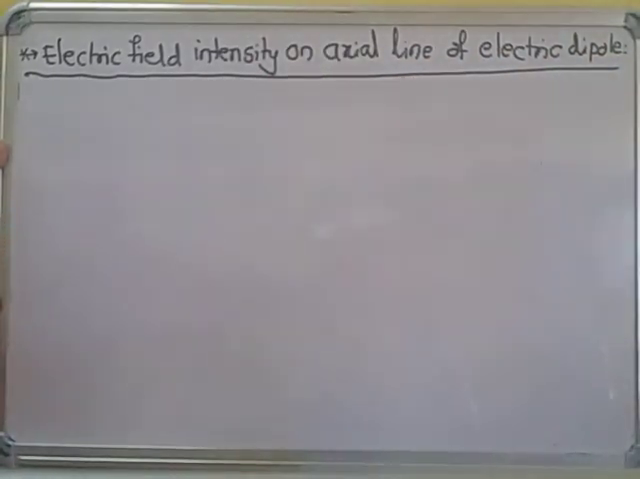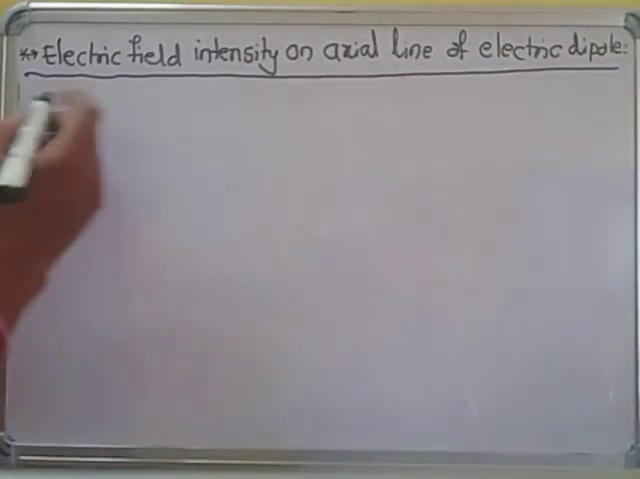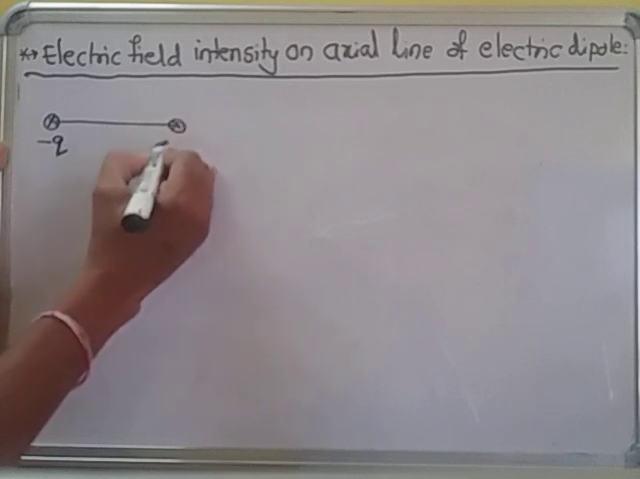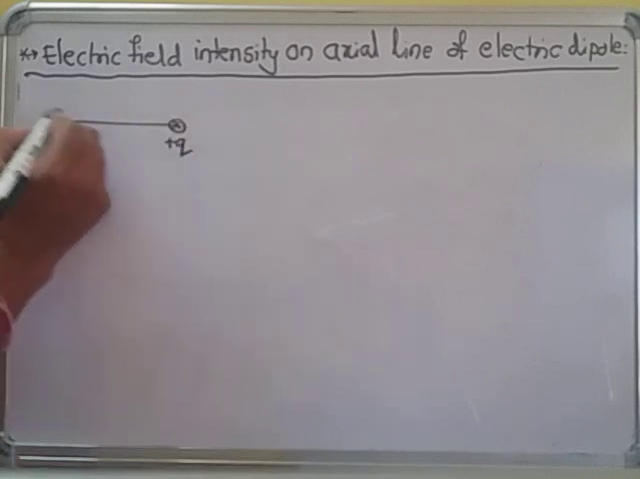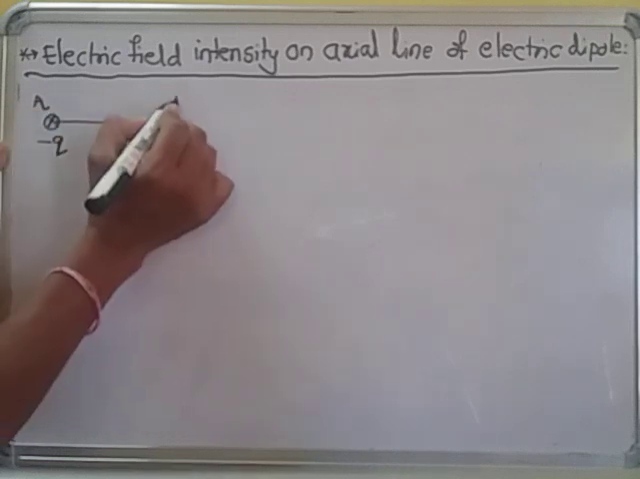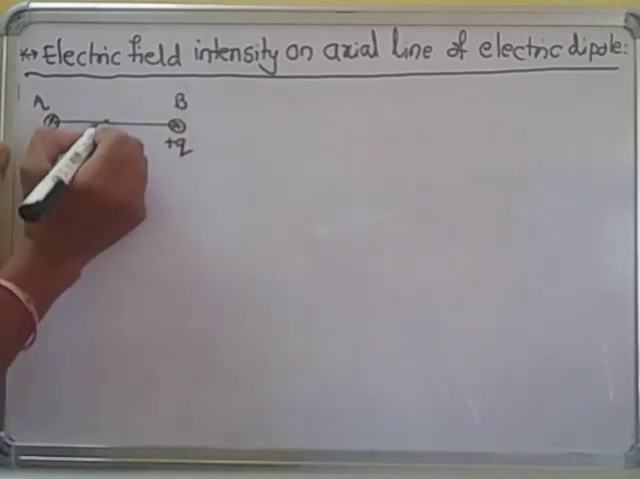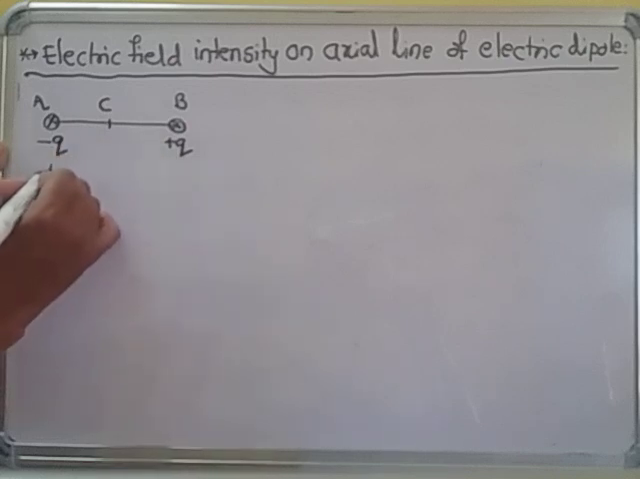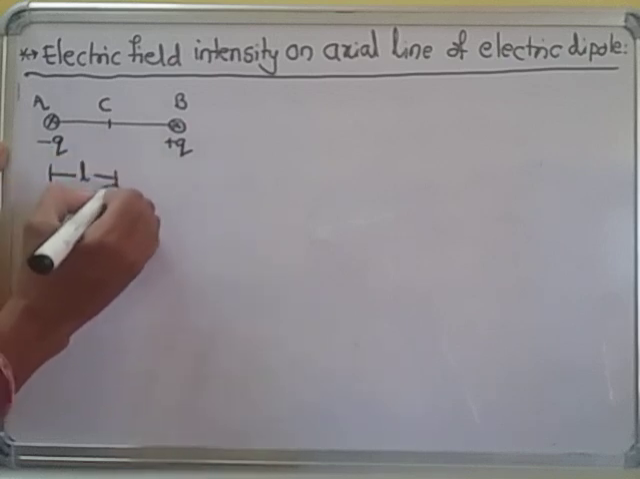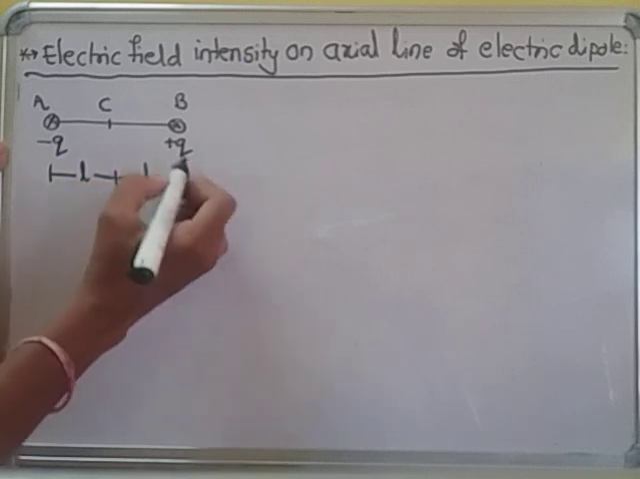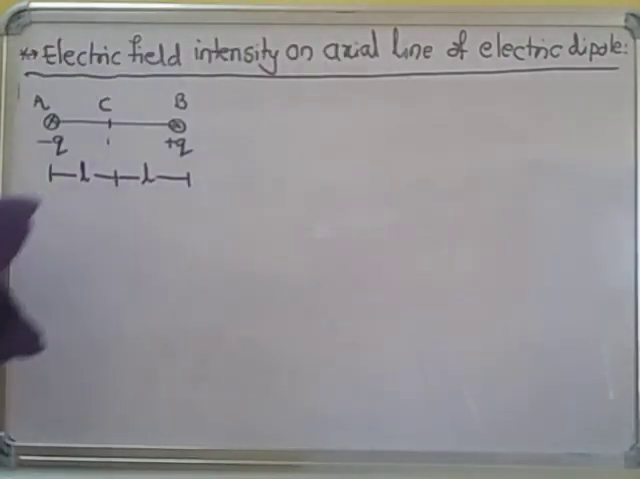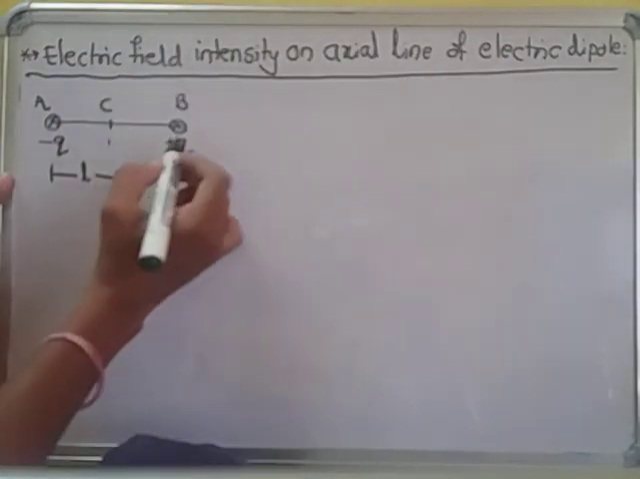That E we want to find out on the axial line of an electric dipole. Let us take the electric dipole. This is minus Q charge and this is plus Q charge, and this is A and this is B, and this is C. This distance is L and this distance is L, and we want the electric field at a point on the axial line.